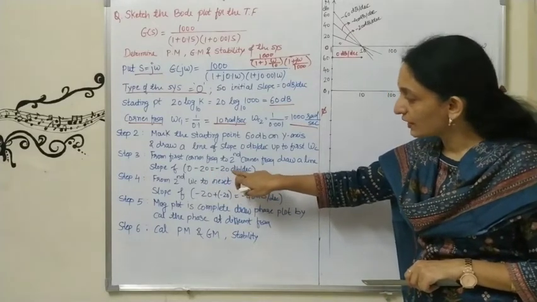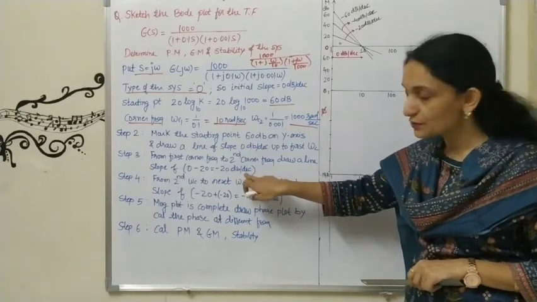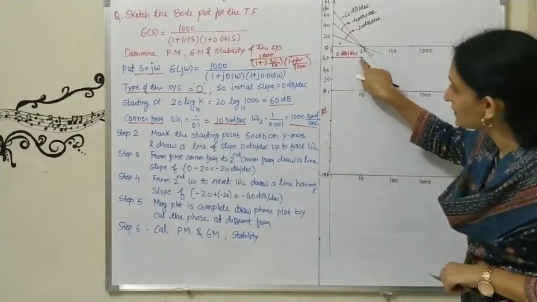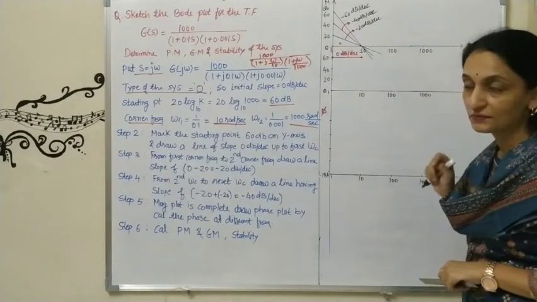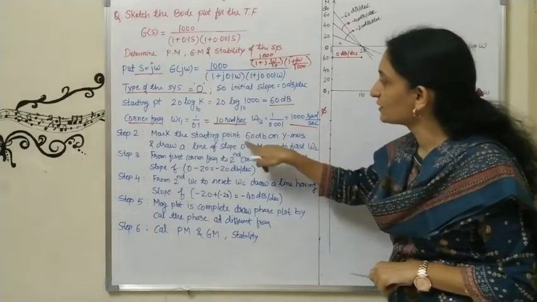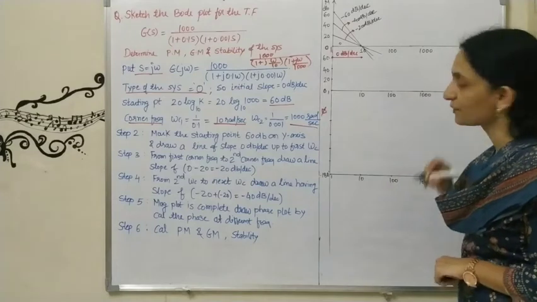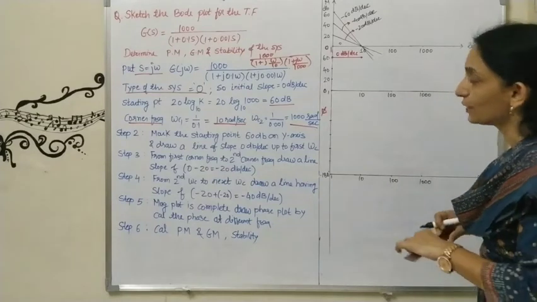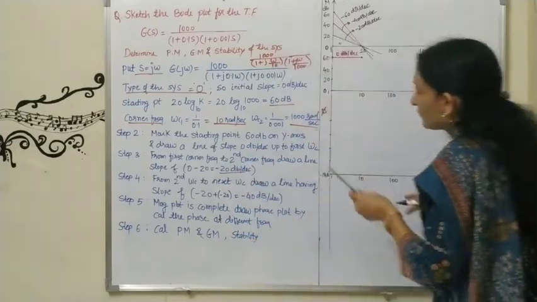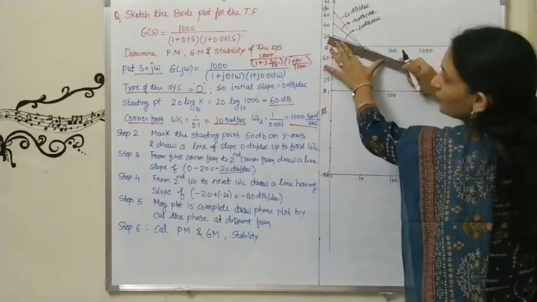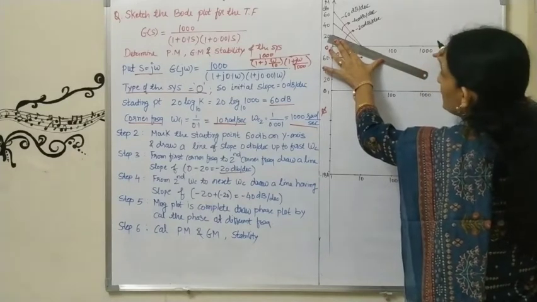Okay, so now what I need to do is draw a line slope of minus 20 dB per decade from this point to the next corner frequency. So what is my next corner frequency? Look at this, the next corner frequency is 1000. So this is my next corner frequency. I need a line slope of minus 20 dB per decade. So how will I get a line slope of minus 20 dB per decade? Look at this, here I have already drawn a line slope of minus 20 dB per decade.